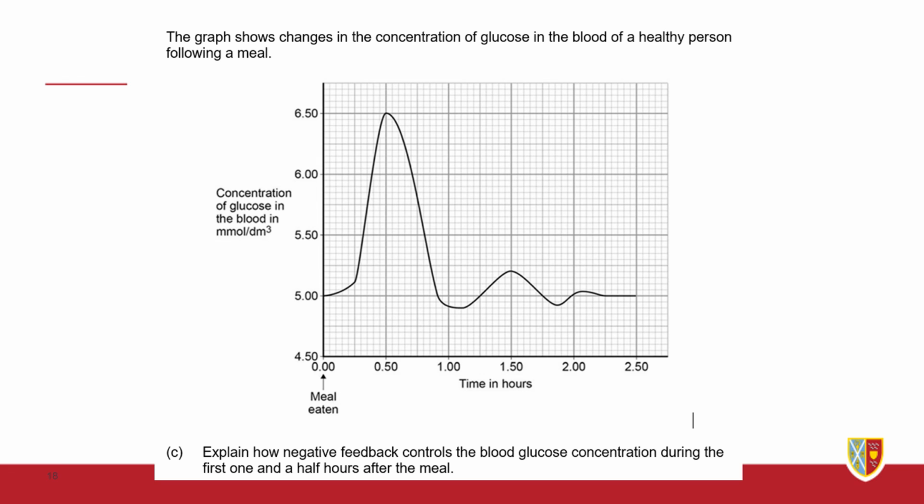So again, this question here is asking us about how negative feedback controls the blood glucose concentration during the first 1.5 hours after the meal. We have to talk about when the concentration of glucose becomes high and also when it becomes low. I'm going to let you pause the video and then I'm going to go through some answers.